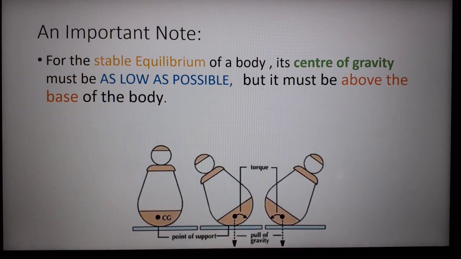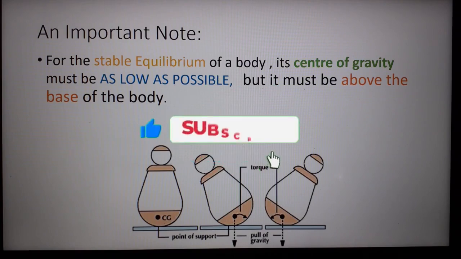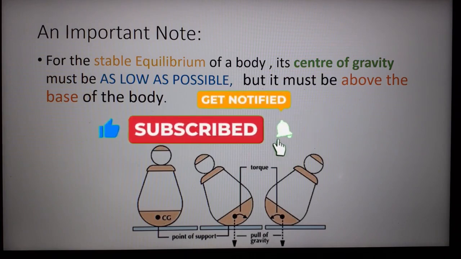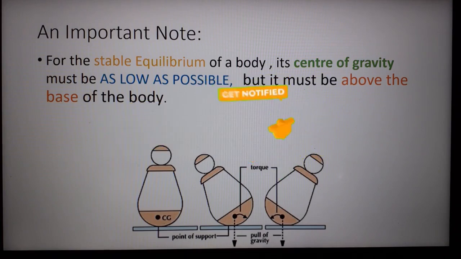Clear? One more example for this is buildings, high-rise, tall towers. They are constructed such that their foundation base is made wide so as to lower down the center of gravity so that the object will be balanced, right?